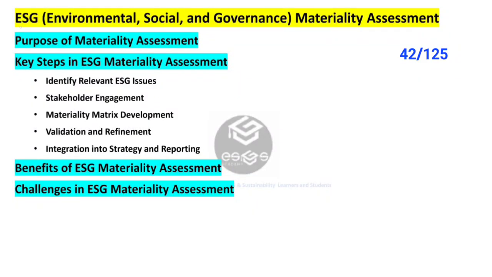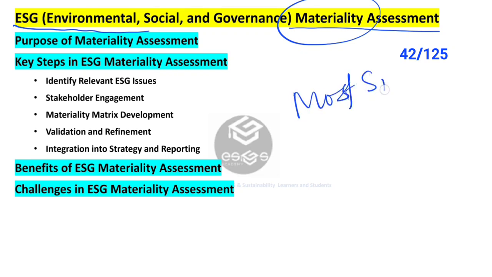Let us start our new topic called ESG Materiality Assessment. Okay, very interesting topic. ESG Materiality Assessment is a process used by organizations to identify and prioritize the most significant ESG issues that could impact their business performance and stakeholders' interests. Here's how a materiality assessment for ESG factors typically works. So let us understand that.